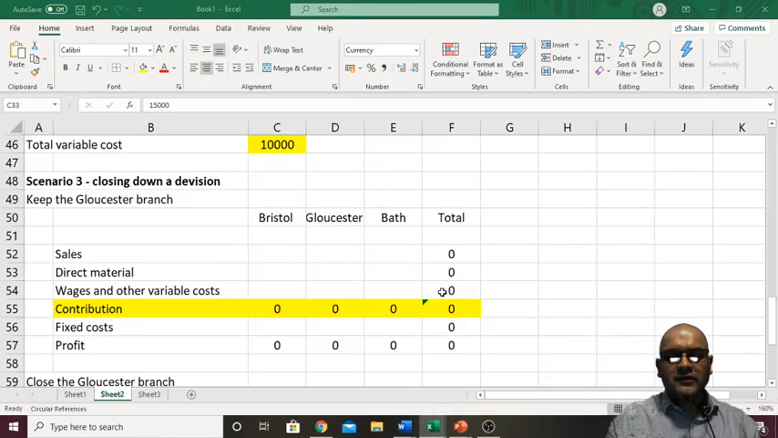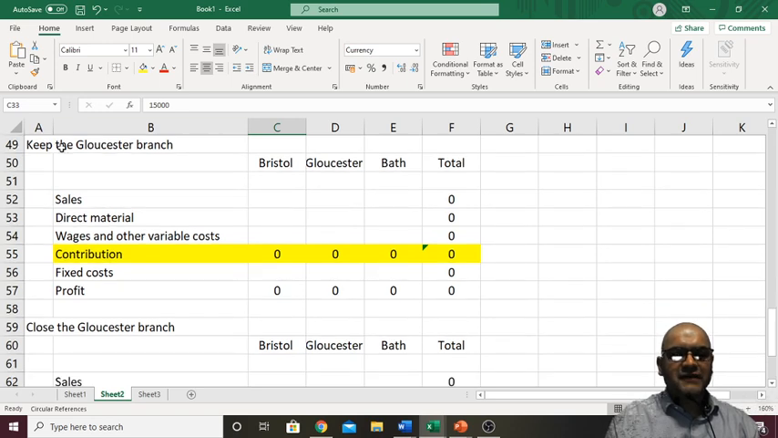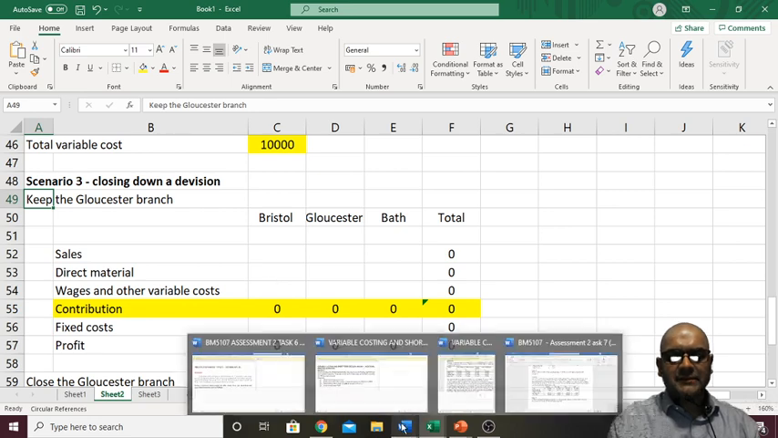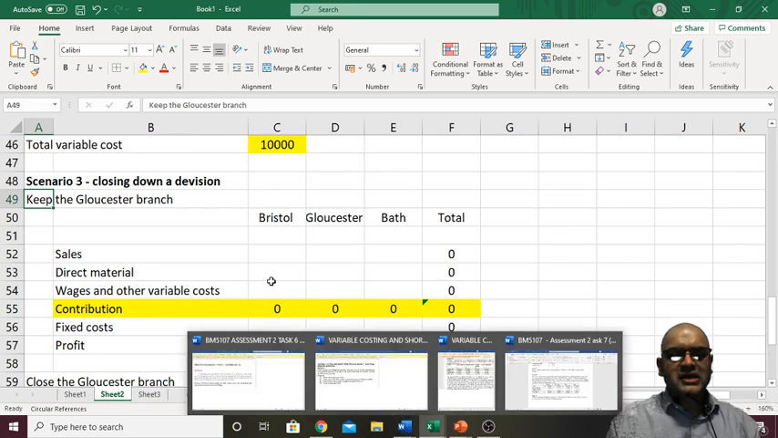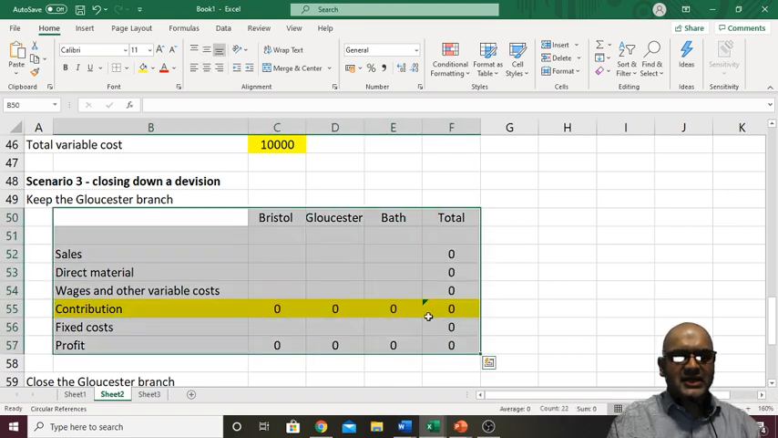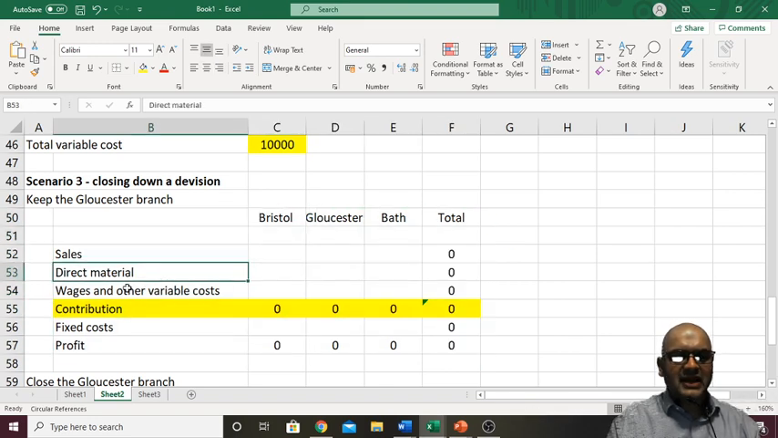In one, we'll consider if we keep the Gloucester branch. So this is scenario 3, and 2 alternatives. First one is we keep the Gloucester branch. What I've done is created a new table in which we have sales, direct material, wages, and the variable overheads. Then I've added the contribution row. Okay, then fixed cost, and then profit.